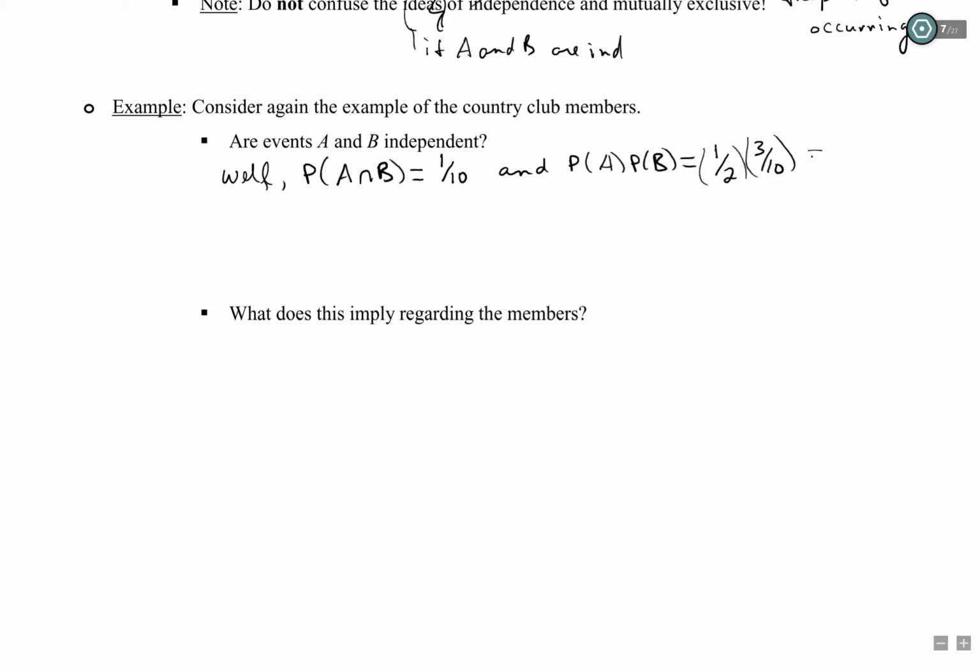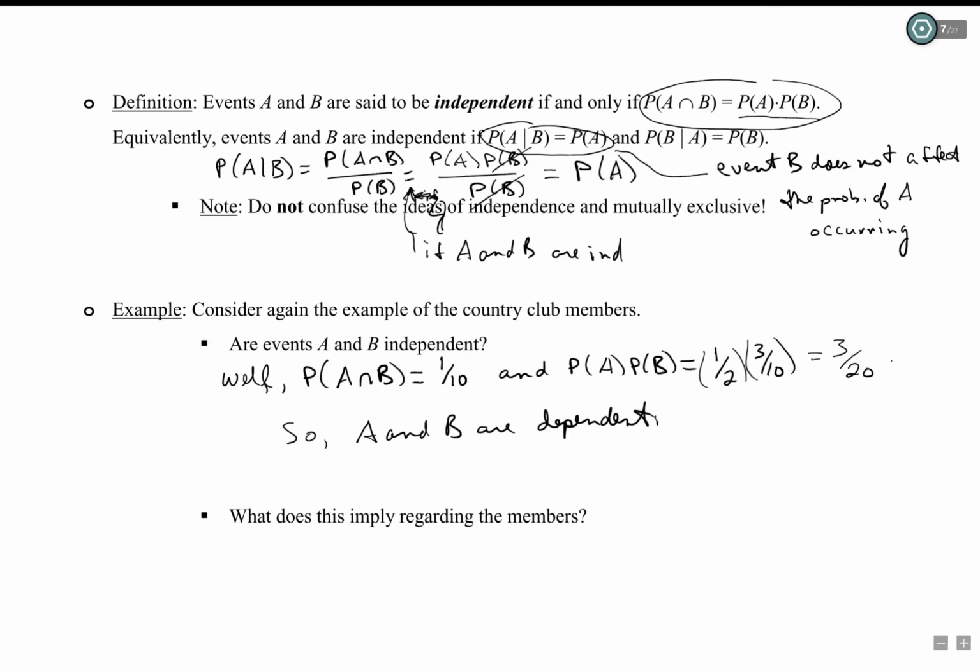So this is 3/20. That clearly does not equal 1/10. So A and B are dependent. This equality did not hold, so they're dependent here.